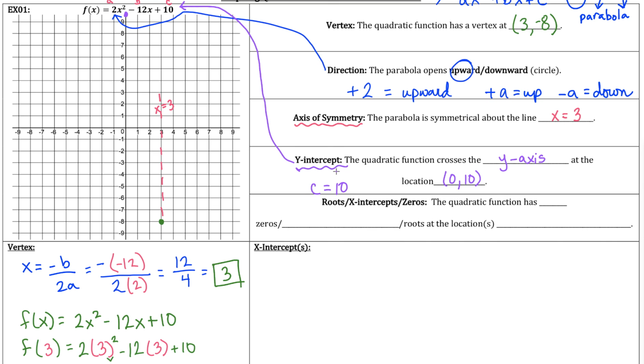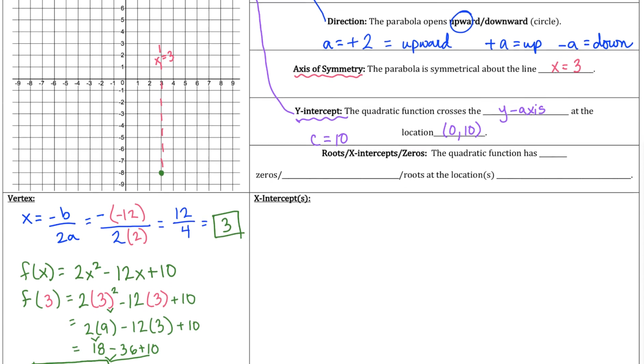What I'll do is I'm going to go back here. For direction, I'll say that the a was positive 2, which means it's upward because it's positive. Okay. Now let's go back. So let's talk about the x-intercepts. This will be the part that takes a little bit more time.